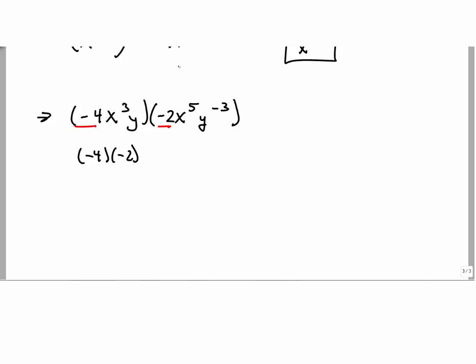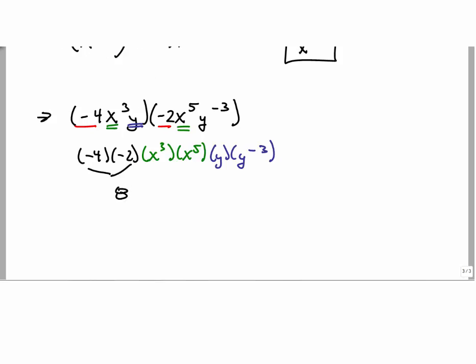Then I could look at my x's. So this would be x cubed times x to the 5th. And then I could group my y's. So here I have just a y and a y to the negative 3. So if I group my like terms, coefficients and variables, these are a lot easier to work. Now here I have negative 4 times negative 2 is 8.